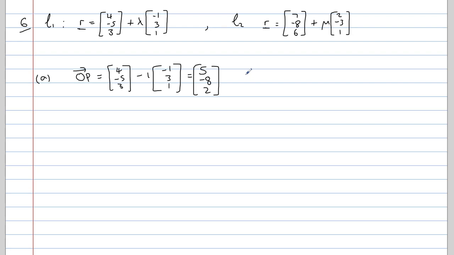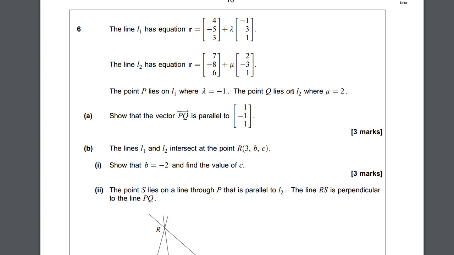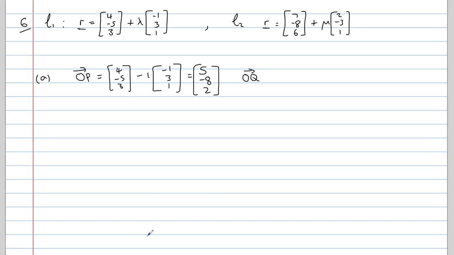We'll find OQ in a similar way. We're told that Q lies on L2 where mu is 2. 7 plus 4 gives us 11. -8 plus 2 lots of -3, that's going to give us -14. And 6 plus 2 is going to give us 8.